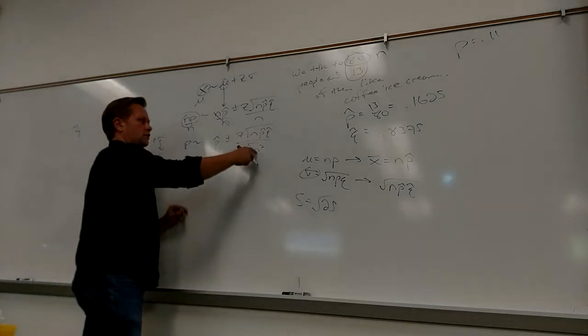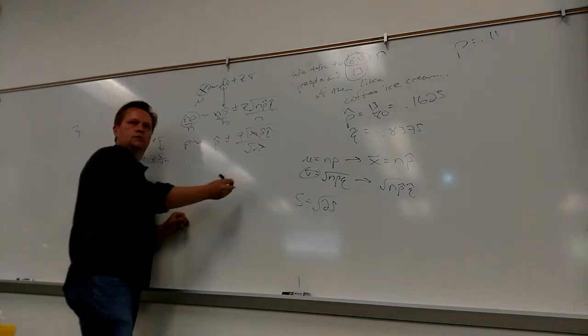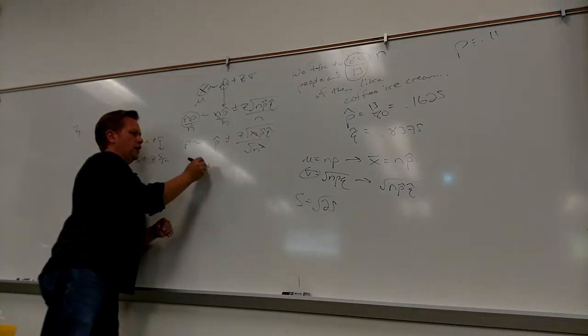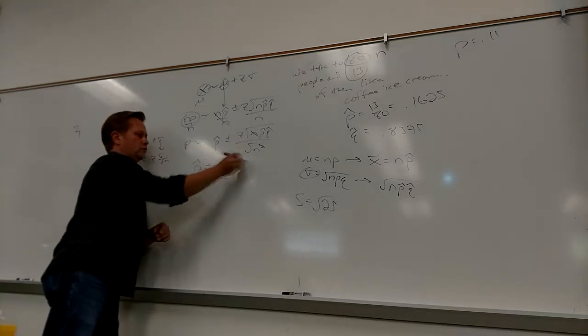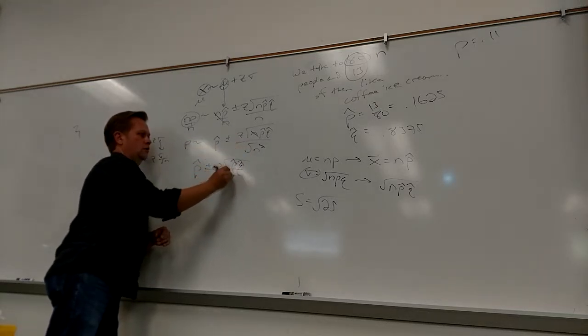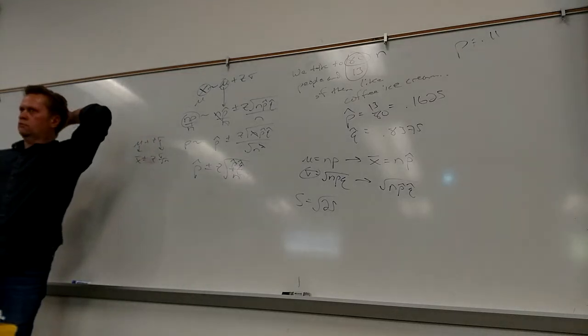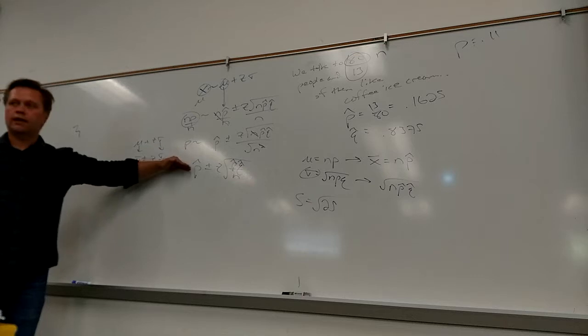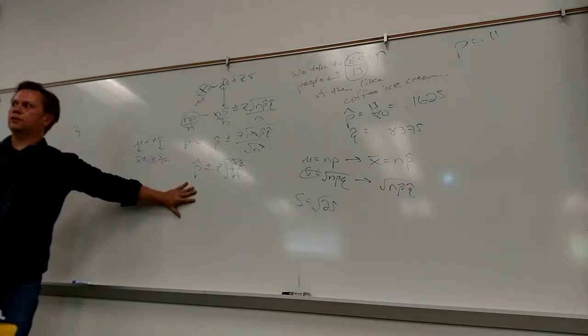What happens here? One of the n's dies. So I end up with p hat plus or minus, and I don't want to write two radicals, I'm going to write one big radical. So that's my next equation. This is the formula for a confidence interval for a percentage.